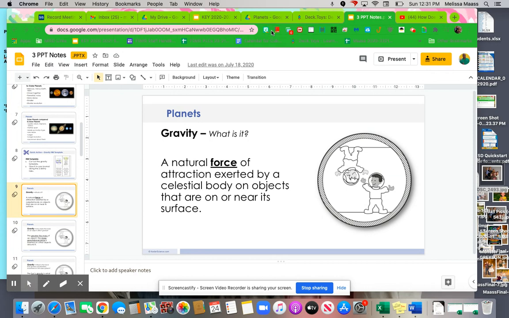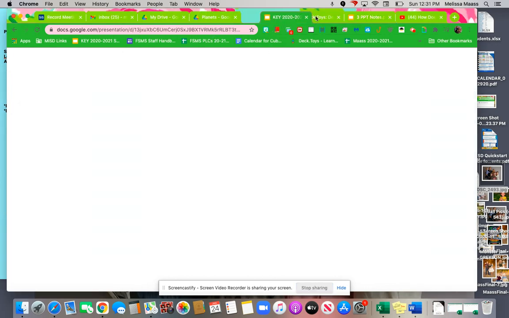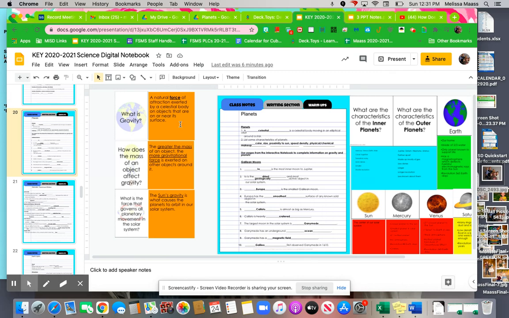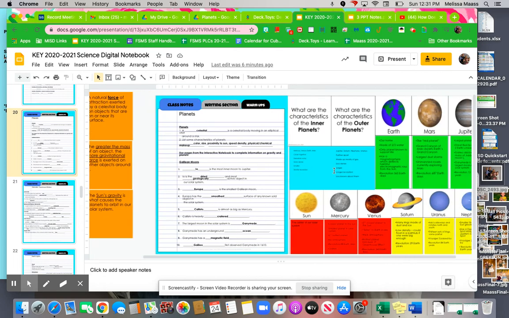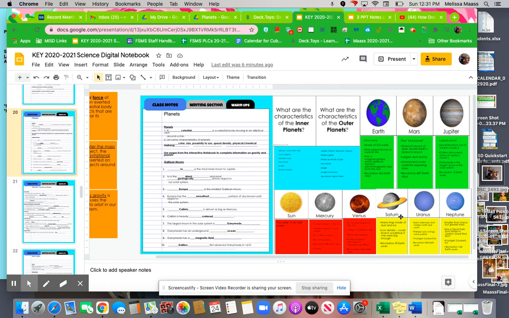But moving into gravity. These are notes, and you'll want to open your digital notebook. I'll move over my key tab. And you can see here that the three fill-ins for gravity are just on the side here on page 20. So you'll want to go to slide 20. You should at this point have everything filled in to the side here.